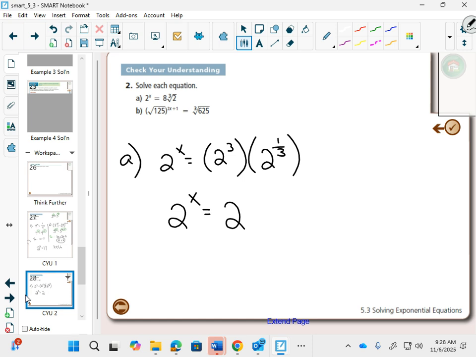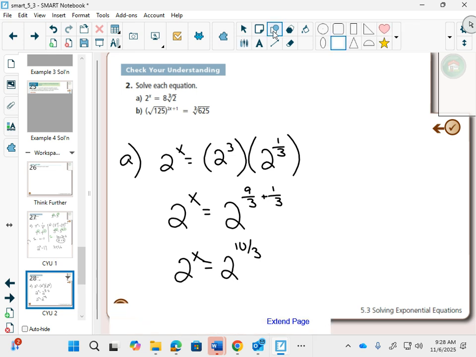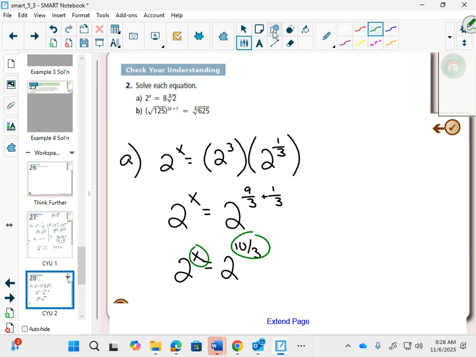So if I'm going to add these together, I'm going to change 3 already to 9 over 3 and add 1 over 3. This is going to get 10 over 3. And so, look at this. Now that they're the same, x would have to equal 10 over 3. Would we have to write that in the event we were doing a question? No, you could just write x equals 10 over 3.